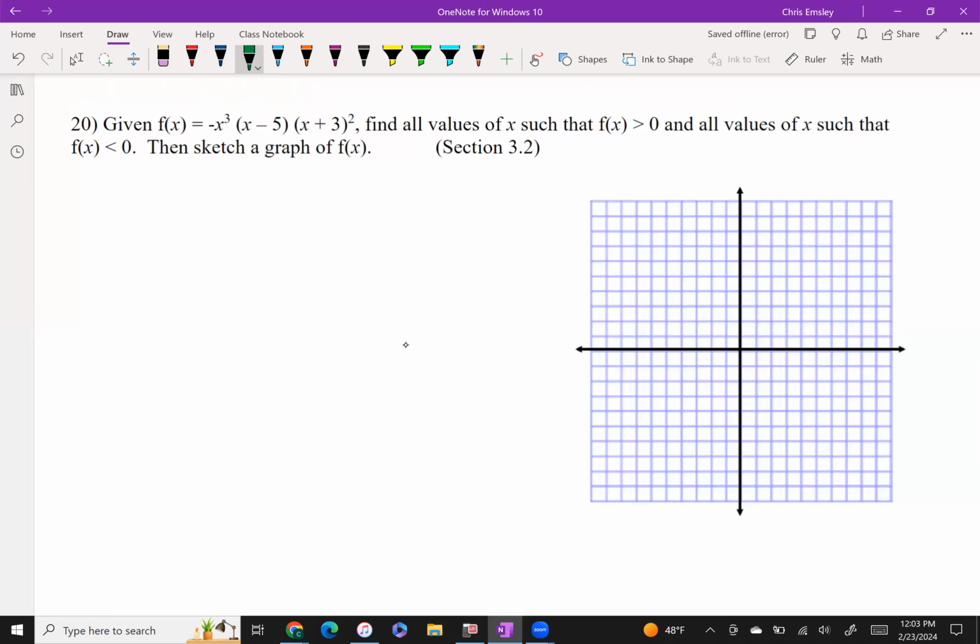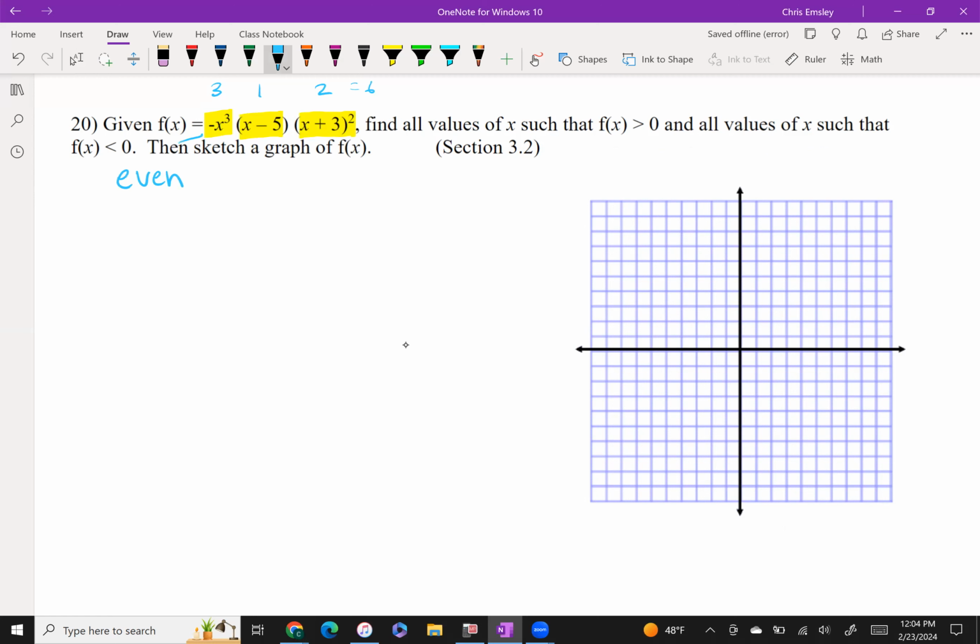When it's factored, what we need to do is consider each one of these factors. Notice this one has degree 3. That is an x cubed. So that's going to give us 3 towards our total degree. This one, x minus 5, is just to the first power. So that gives us 1 towards our total degree. And this one, x plus 3, that is squared. So that gives us 2. So 3 plus 1 plus 2, that is 6. So this one is going to be even degree. Make sure you add up the exponents from every factor.